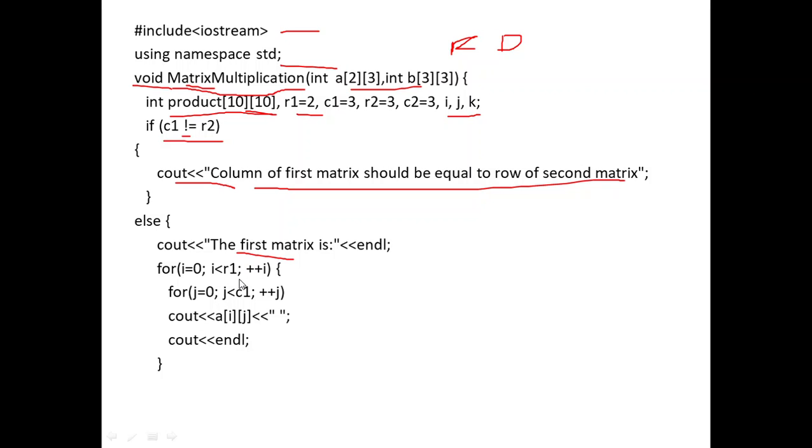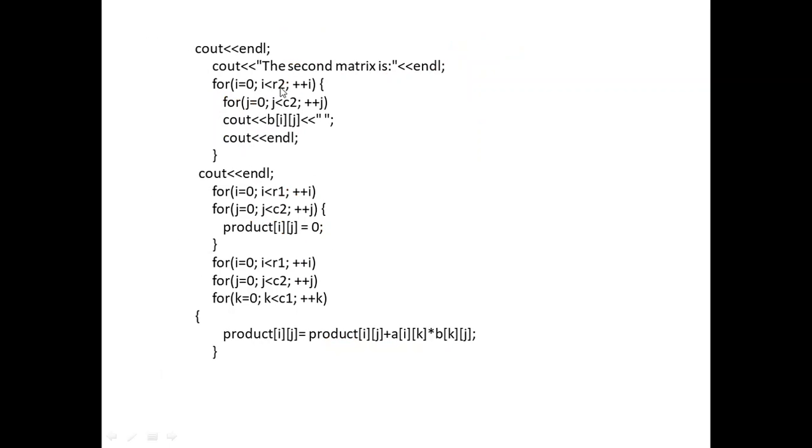i for row and j for column, and its maximum size is r1 and the maximum size of column is c1, and cin a of ij. Likewise, we have to enter the second matrix. So cin, the second matrix: for i equal to 0, i less than r2, i plus plus; for j equal to 0, j less than c2, j plus plus; cin b of ij.